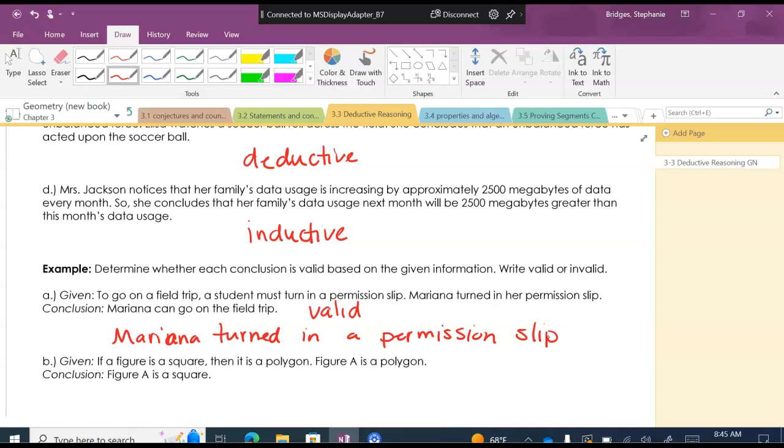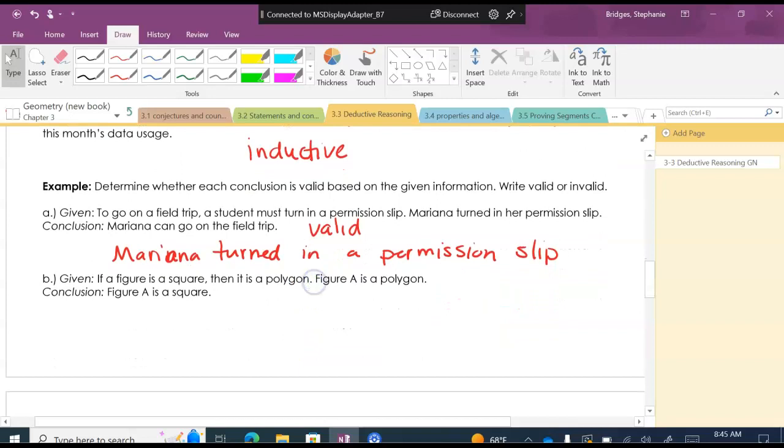Okay, look at B. It says if a figure is a square. What is my hypothesis in that statement? A figure is a square. Then it is a polygon. Oh, there's too much right there. Scratch out that last sentence, okay? That's not supposed to be there. Scratch out that last little piece after polygon. Didn't realize that was not supposed to be there.